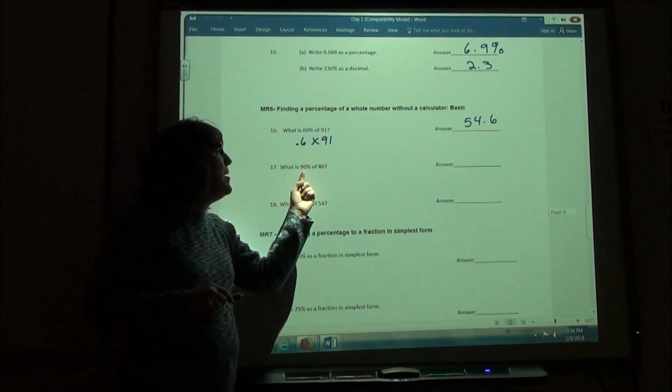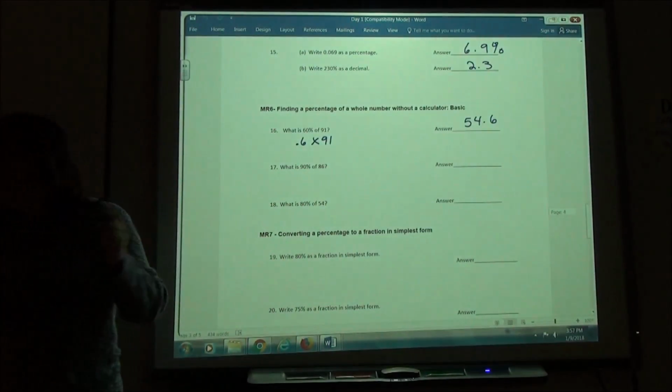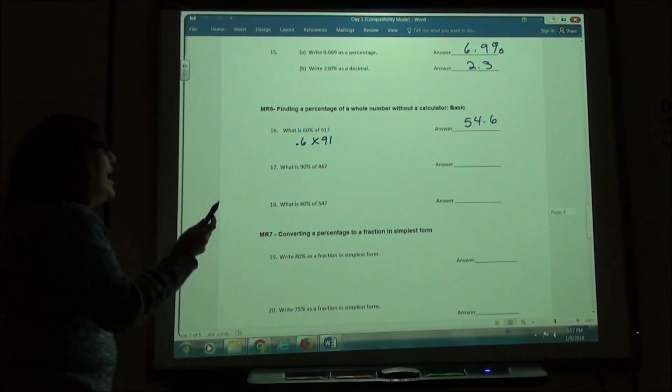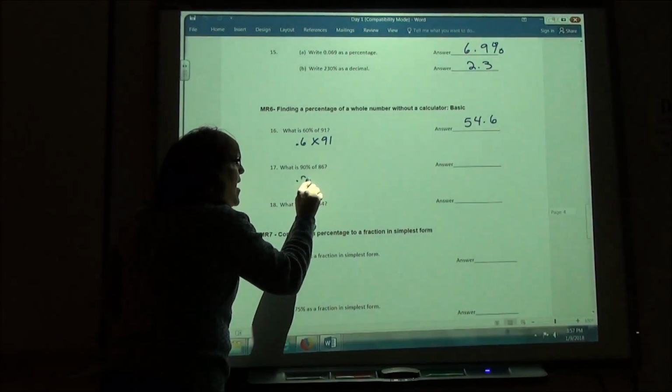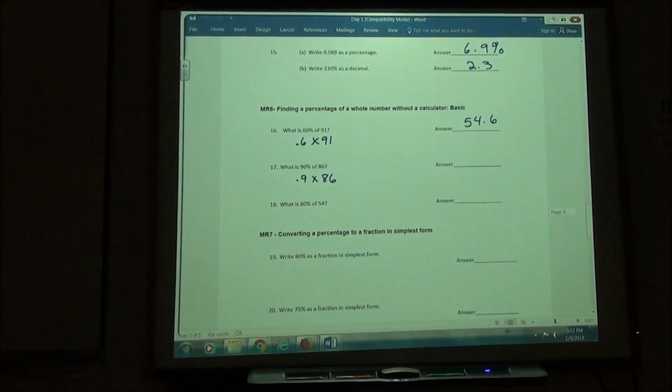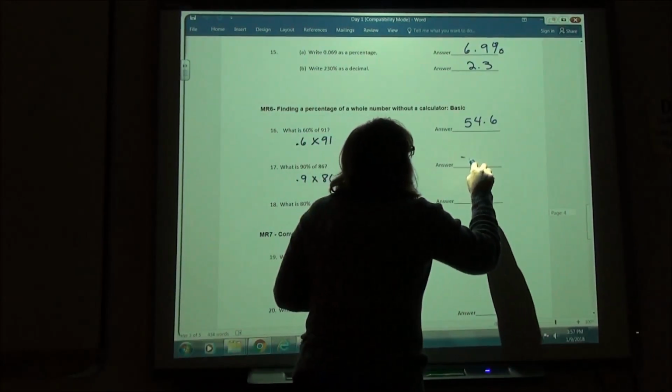So if I have 90% of something, I know my answer is going to be pretty close to 86 because 100% would be exactly 86. 90% again would be 0.9 or 0.90. Of means times, so if I take 0.9 times 86, I haven't done that in my head yet. What did you end up with? 77.4.